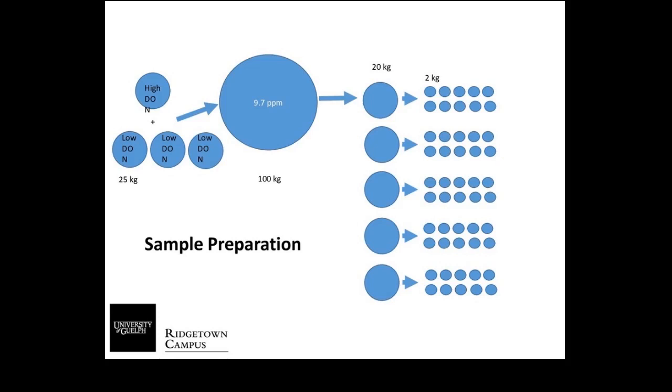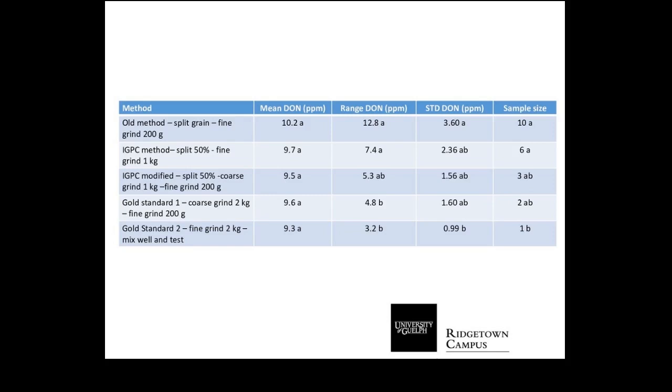And then we split it, and then took a 20 kilogram fraction and mixed it again, and then took another one and another one. We had 5 lots of 20 kilograms. And then each one of those was again split into those 2 kilogram fractions to represent a sample that might come in to the control house of the elevator or ethanol plant.